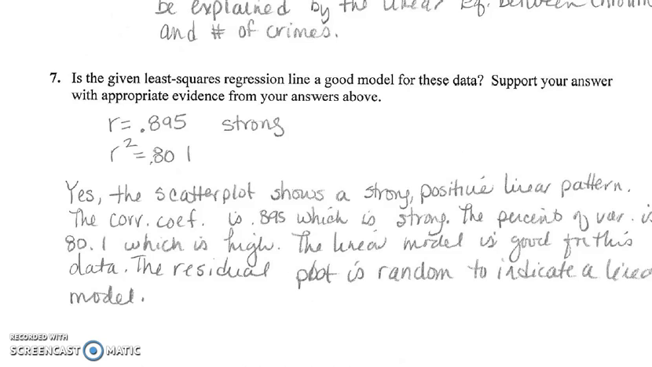And then I also went back and said the scatter plot shows a positive linear strong pattern. And then I just said in words what I just said to you. The correlation coefficient is 0.895, which is strong, and the percent of variation is high, and therefore it is a good model. And also the residual plot at the top was fairly random, and that also indicates it's a good linear model. So I just used everything I could: r squared, the residual plot, and also the shape of the scatter plot as well.